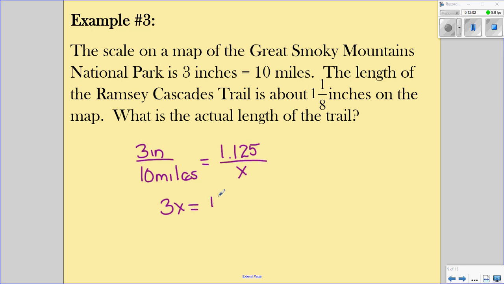So then when we multiply, we're going to get 11.25, divide 3 on both sides, and then your x will be, oops, put the wrong number on the calculator, will be 3.75 miles.